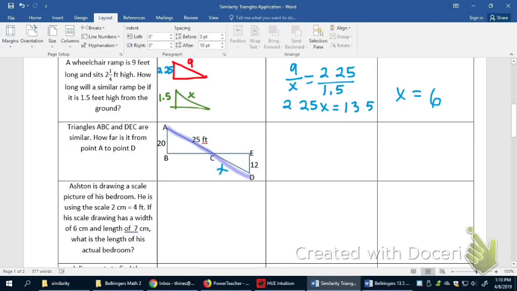Okay, Logan, how did you set it up? I did 20 divided by 12 equals 25 divided by 8. Good. So then you cross multiplied. Once you do it all out, it equals 15, and then you add 25. So you get 15 for x, and then you're right, you add 15 to the 25 to get the whole side, so you get 40. Good job. Any questions about that one?